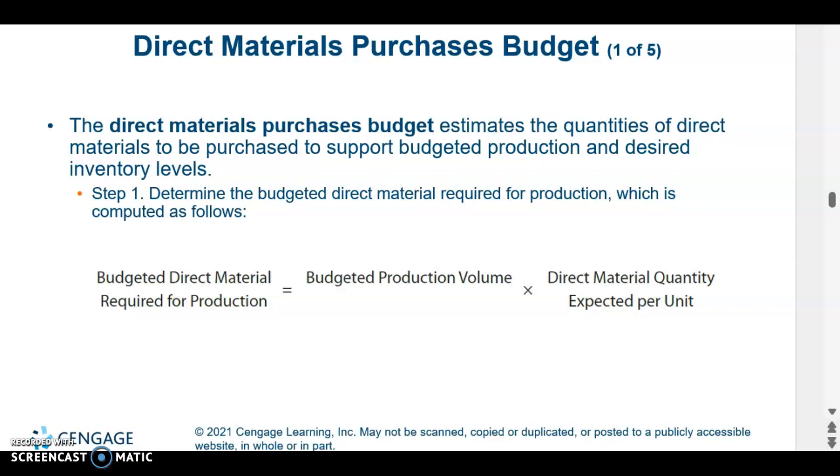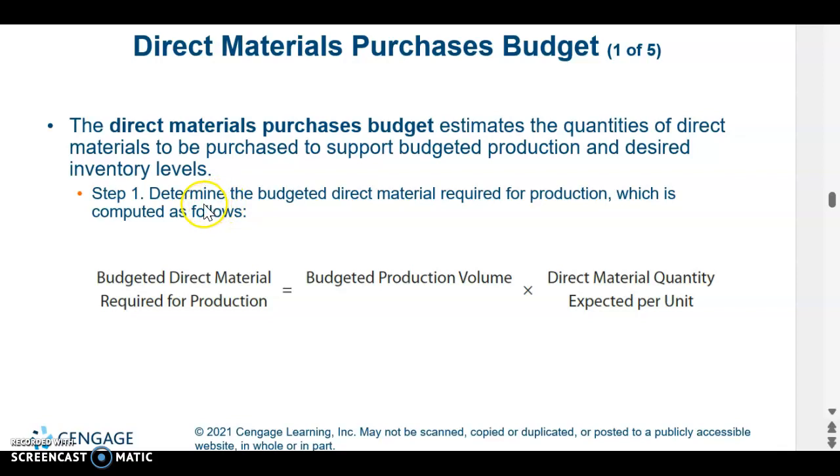Now that we know how much we need to produce, we can start looking at our direct material or direct labor and our factory overhead. So we're going to go in that order. The direct materials purchases budget estimates the quantities of direct materials to be purchased to support budgeted production and desired inventory levels.